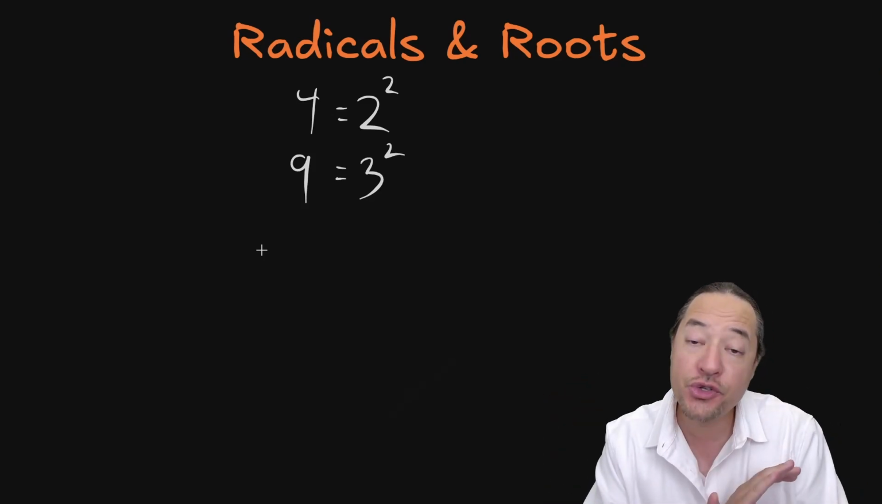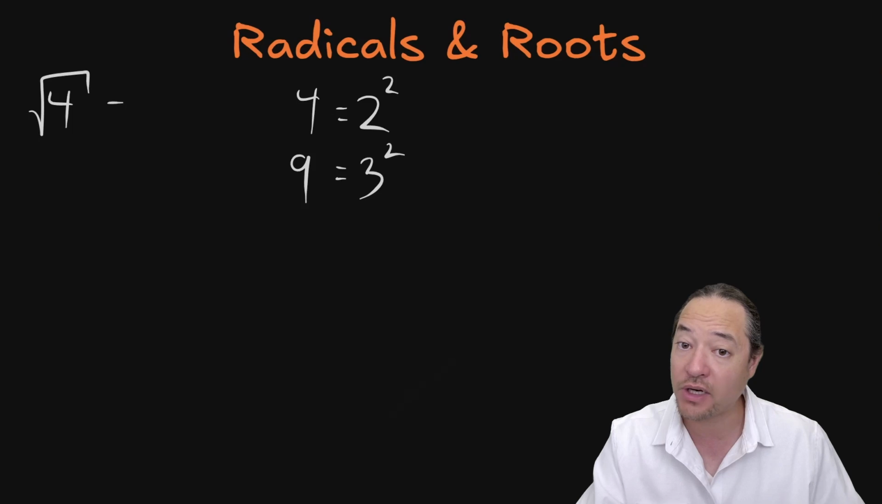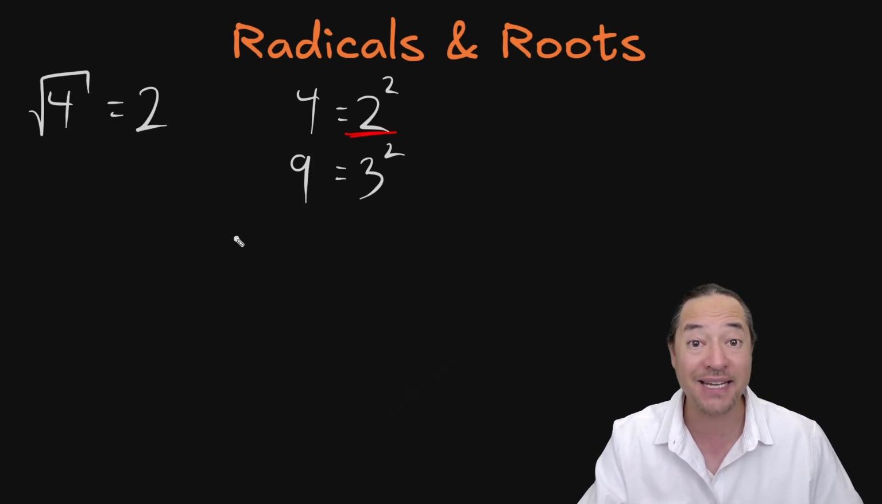But I want to think about, how can I reverse this? How can I undo squaring a number? Well, it turns out undoing that is going to be the square root. What I mean is, if I start with the number 4 and I take the square root of 4, I'm going to get 2 back, right? So I get back my original base.